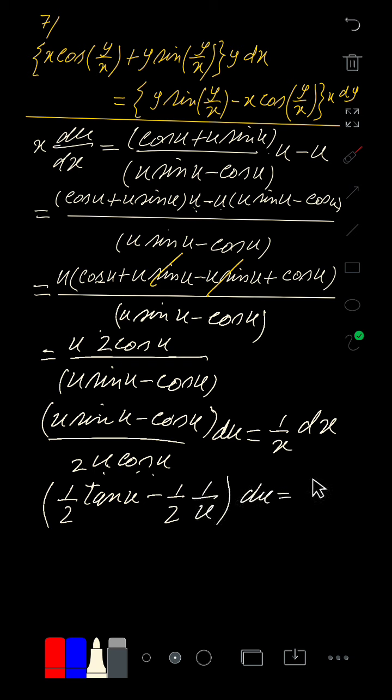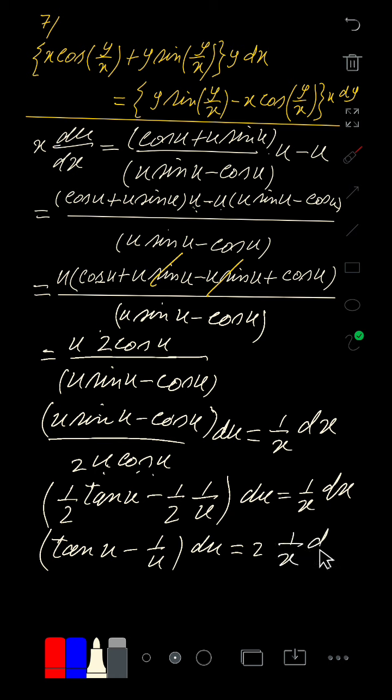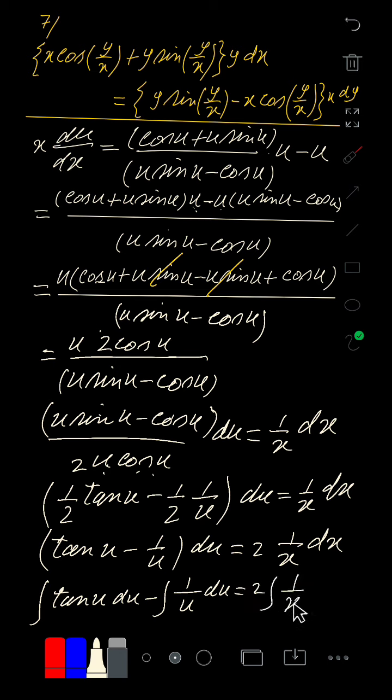du is equal to 1 over x dx. So multiplying both sides by 2, we get (tan u minus 1 over u) du is equal to 2 times 1 over x dx. Integrating both sides, we have integral of tan u du minus integral 1 over u du is equal to 2 integral 1 upon x dx.